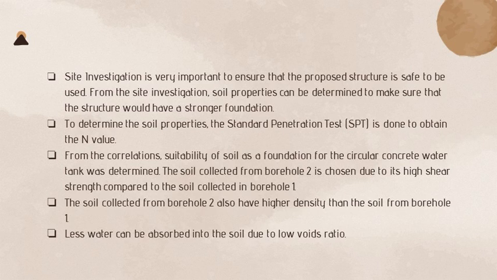safe to be used. From the site investigation, soil properties can be determined to make sure that the structure would have a stronger foundation. To determine the soil properties, the standard penetration test is done to obtain the N value. From the correlations, suitability of soil as a foundation for the circular concrete water tank was determined. The soil collected from borehole 2 is chosen due to its high shear strength compared to borehole 1. The soil collected from borehole 2 also has higher density than soil from borehole 1. Therefore, less water can be absorbed into the soil due to low voids ratio.